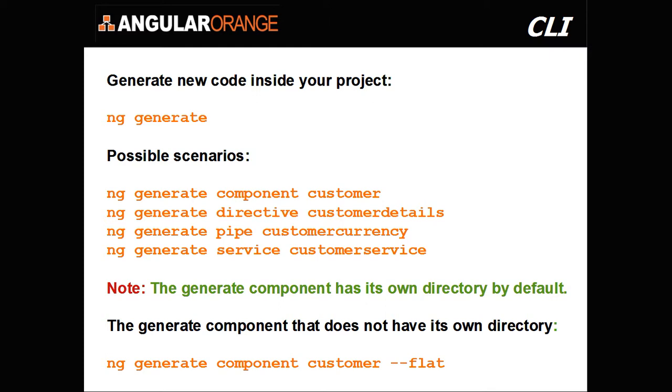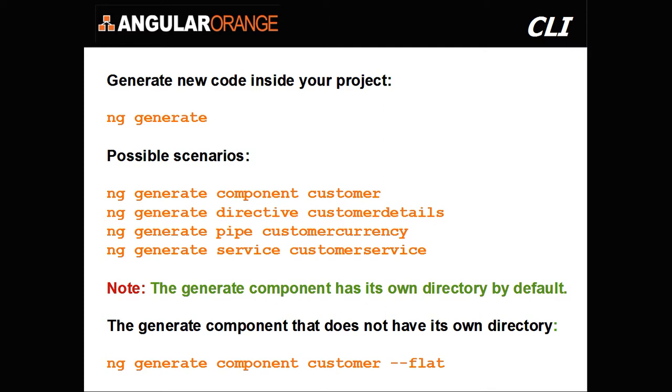Now, some of these things by default will create their own directory. And that directory, let's say for the first scenario, for generating the customer component, will generate a customer directory. Now, we don't usually do that. Usually what we do is we'll create a components directory, a services directory, a directives directory, and we put all our components there. So I'll show you how to do that in a moment. Okay, so the generate component has its own directory by default.